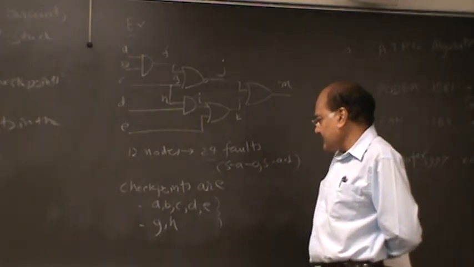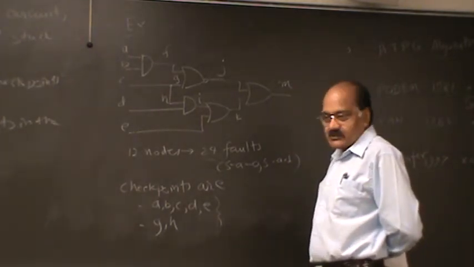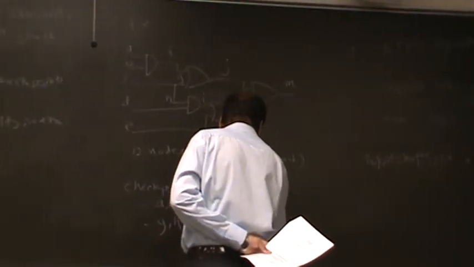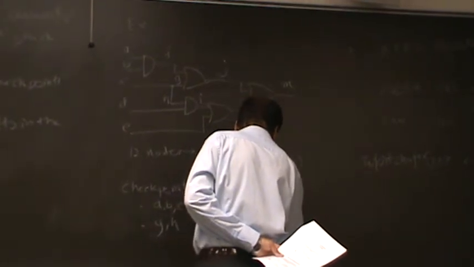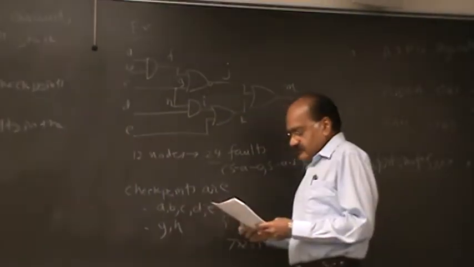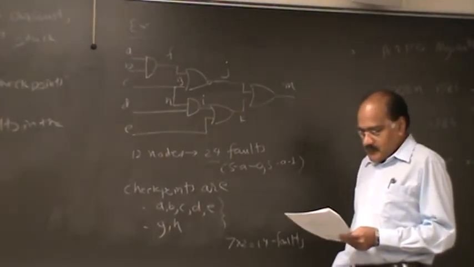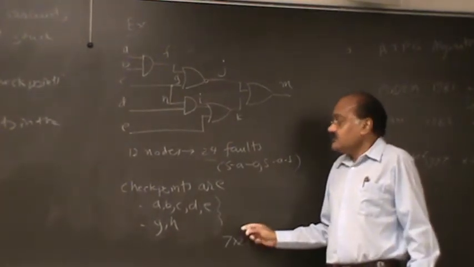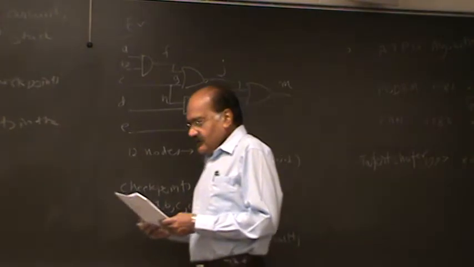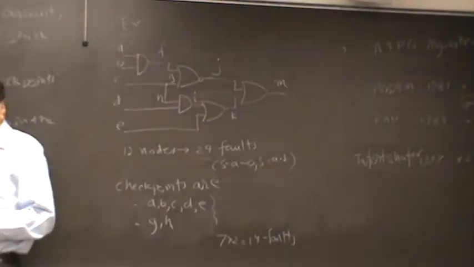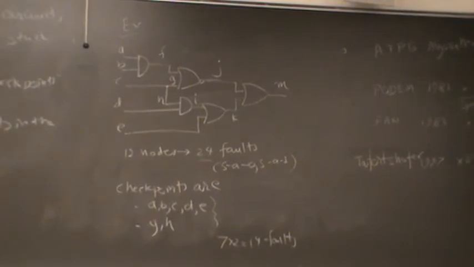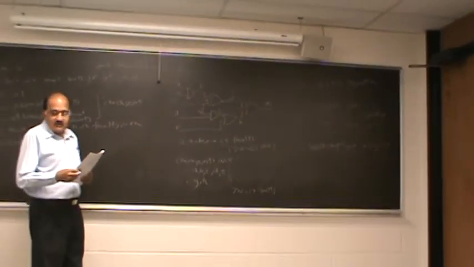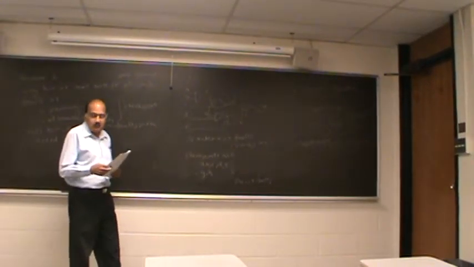So here we have a total of how many? 5 and 2, 7. So here we have a total of 7 multiplied by 2, that is 14 faults. So with 14 faults, if you test for these 14 faults, you will test for all of them. Now if you think about this circuit, you can actually reduce 14 faults to even smaller number.